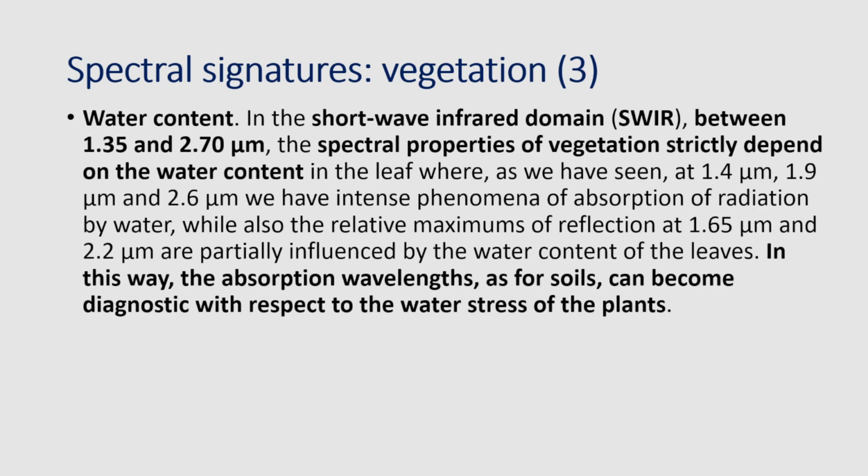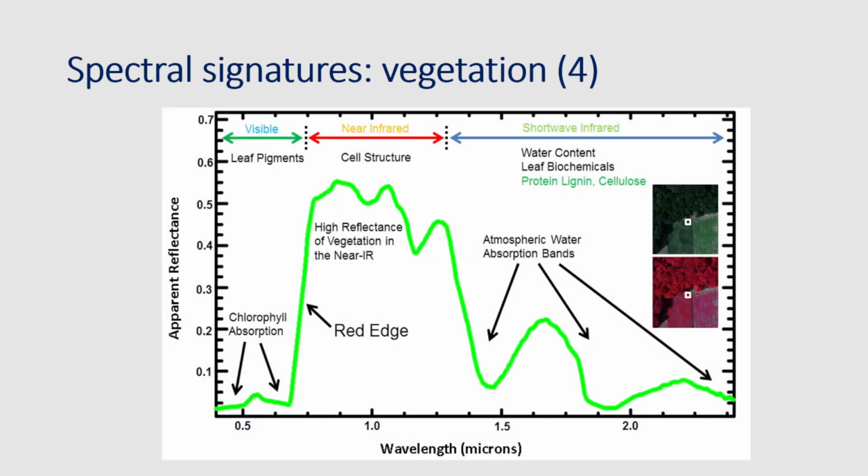Spectral signatures, vegetation, 3. Water content. In the shortwave infrared domain, SWIR, between 1.35 and 2.70 µm, the spectral properties of vegetation strictly depend on the water content in the leaf where, as we have seen, at 1.4 µm, 1.9 µm and 2.6 µm we have intense phenomena of absorption of radiation by water, while also the relative maximums of reflection at 1.65 µm and 2.2 µm are partially influenced by the water content of the leaves. In this way, the absorption wavelengths, as for soils, can become diagnostic with respect to the water stress of the plants. In the following 2 slides, vegetation spectral signatures.